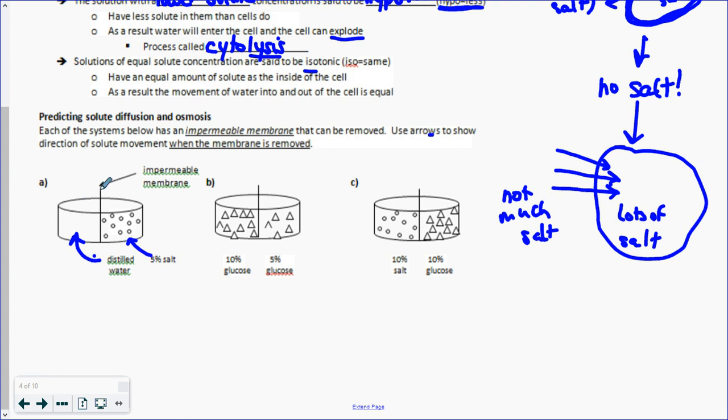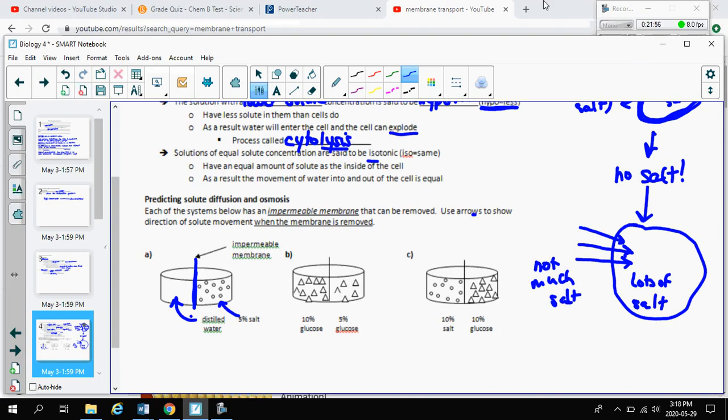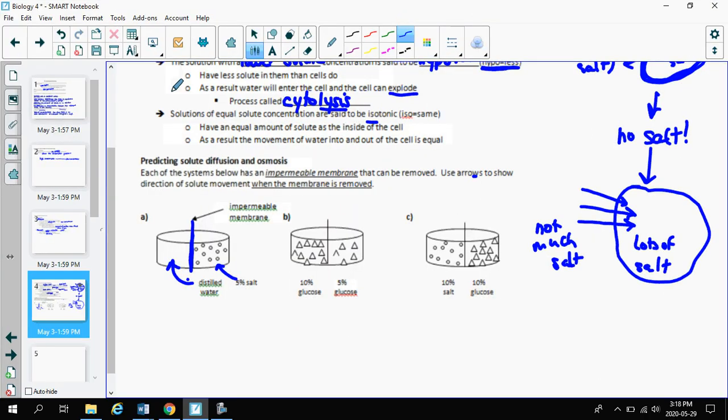So this membrane is blocking in between there. It says use arrows to show the direction of solute movement when the membrane is removed. So we pull this out and now we have distilled water and salt water here. So what would actually happen is, I need colors. I'm also going to take that out.